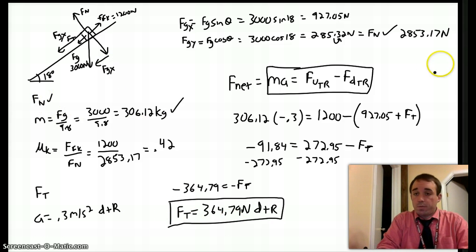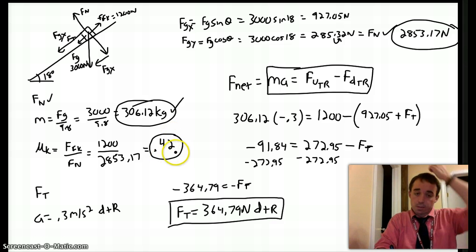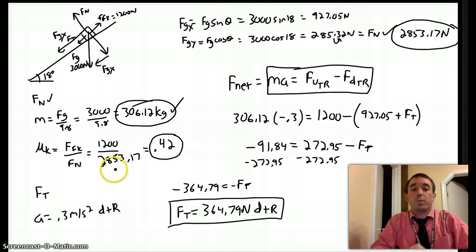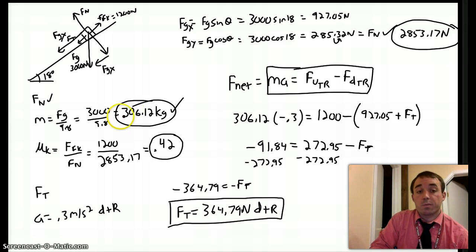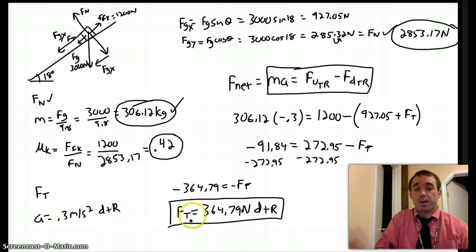So we were looking for the normal force. That's here. I noticed I had a mistake because it was a little too low. Found our mass, found our coefficient of friction. This is where I realized that my normal force was too low. It wasn't 285, because 1200 over 285 would have given me 4.2, which just doesn't make sense. Too high. And then we did a couple steps to find our force of tension.